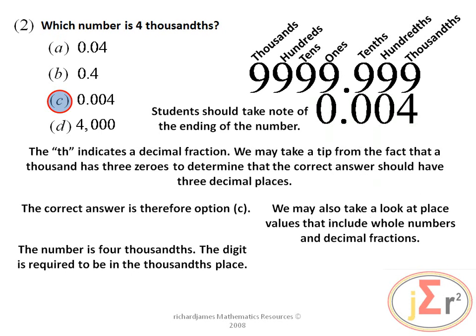So if we are going to have the 4 in the thousandth place, we have to have the number written like this: decimal point for decimal point, decimal place for decimal place. And this verifies that our correct option is C.